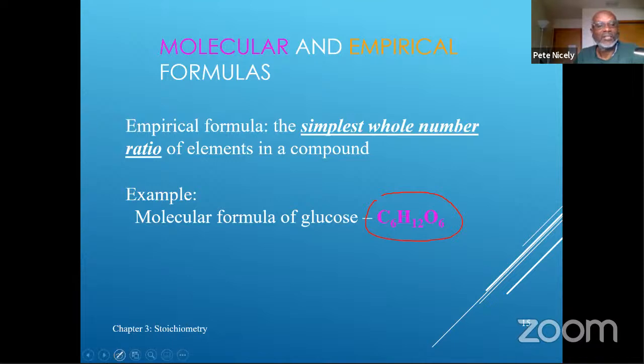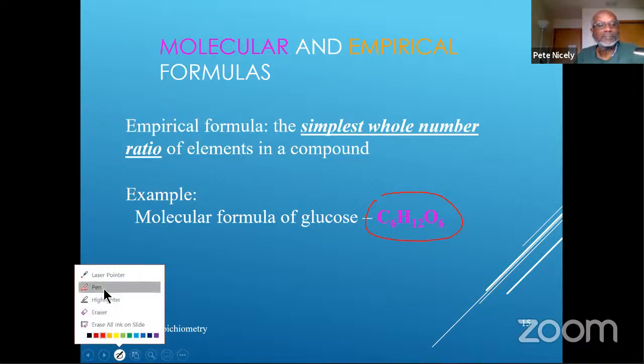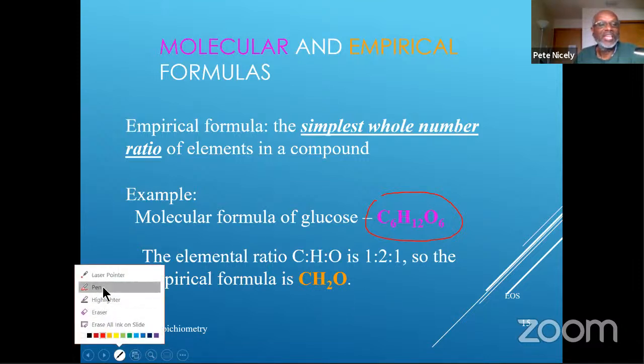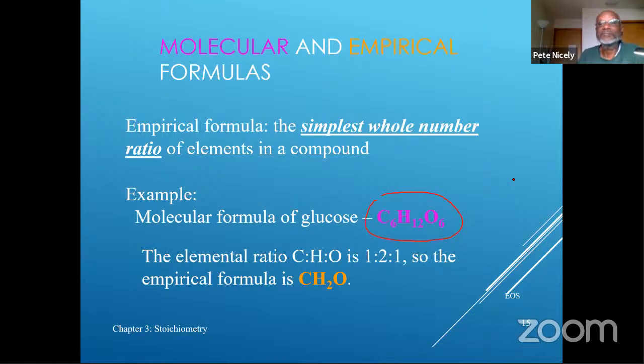Now the empirical formula tells you the ratio of carbon to hydrogen to oxygen atoms, right? So therefore that ratio is 1 to 2 to 1, and therefore the empirical formula is CH2O. And of course, to get from the molecular formula to the empirical formula, we have to divide all the subscripts here, so the 6, the 12, and the 6 by 6, right? So when we divide those subscripts by 6, the resulting formula will be the empirical formula, all right?